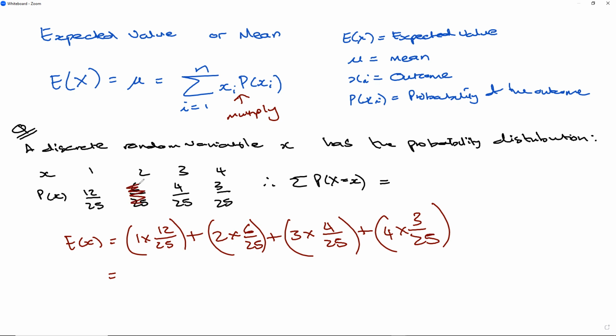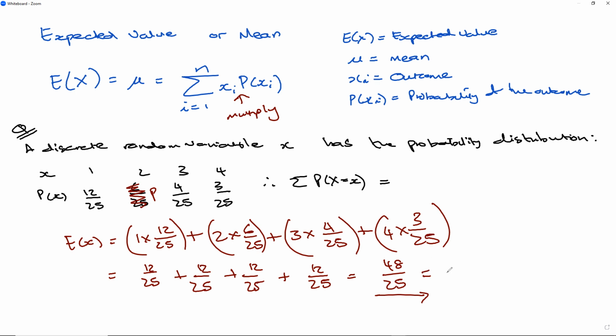Distribution tables can change, and we can also replace each of these with a letter p and be given the expected value. In that case, we've got to work backwards and solve the equation for the unknown. All right, so the expected value of X in this case would be 12 over 25 plus 12 over 25 plus 12 over 25 plus 12 over 25. That's 48 over 25, and that's the expected value. So what is 48 divided by 25? 1.92.